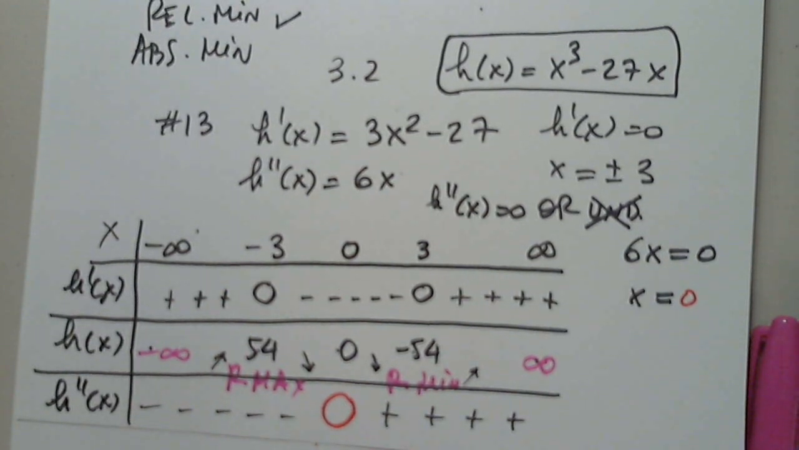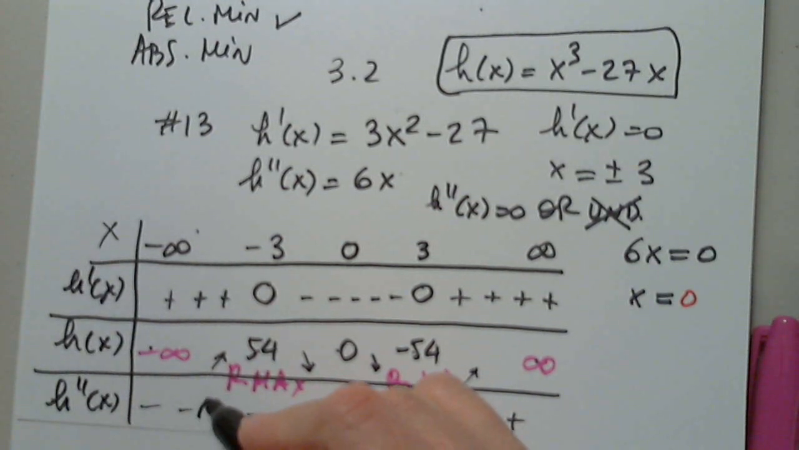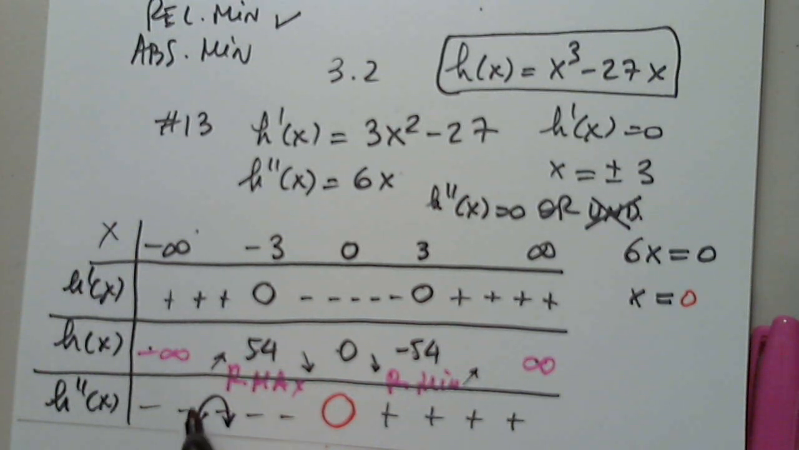Excellent. So now here's a discussion. When the second derivative is negative, the function does not hold water. It's concave downward. When the second derivative is positive, the function is concave upward.